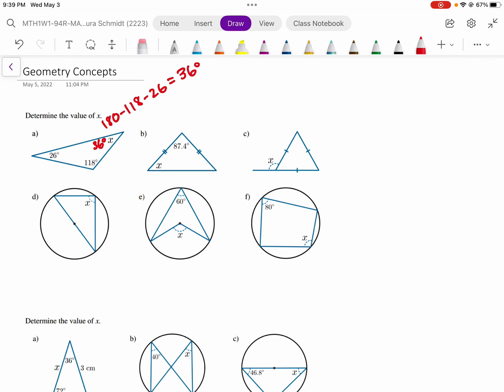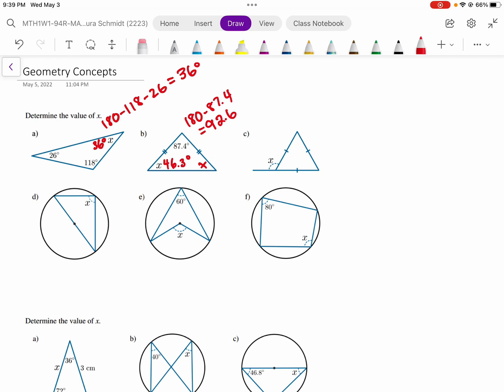This one right here is an isosceles triangle, so I know both of these angles are going to be the same. So if I just do 180 minus 87.4, I'll write that down. I will get 92.6. And then if I divide that by 2, I will know how much each of those angles are, the x's. So now I know this angle is going to be 46.3 degrees.